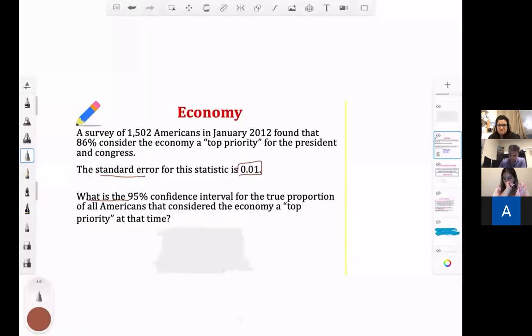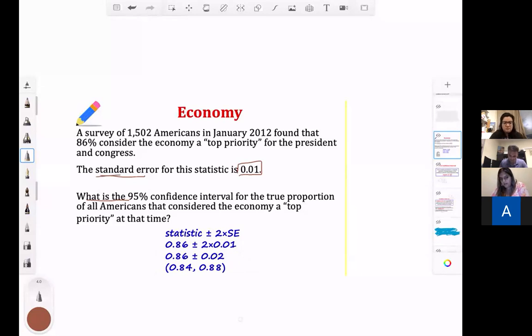Let's see. Ooh, I got it wrong. So what you did, you just subtracted 1. I didn't give you the margin of error. I gave you a standard error. For the standard error, you need to use this formula. Oh, okay. You have to multiply by 2 for a standard error. I see where I went wrong. Very good.